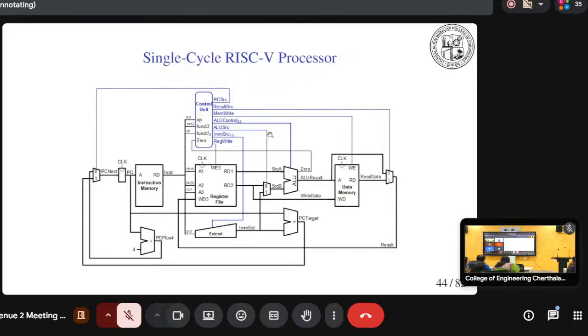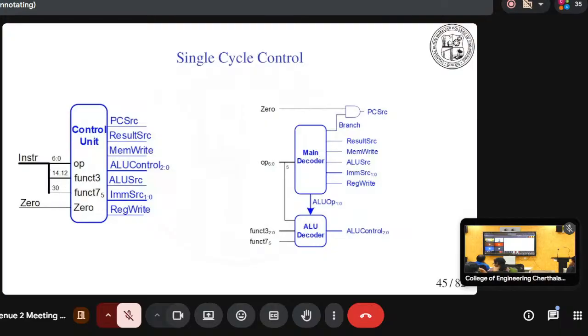This is the command. These are the control lines that I have said. So it's a high level view and it's a low level view. So in the low level view, this control.